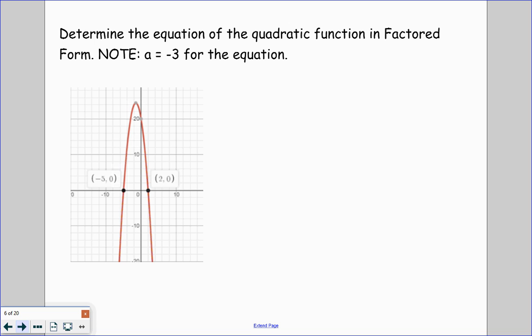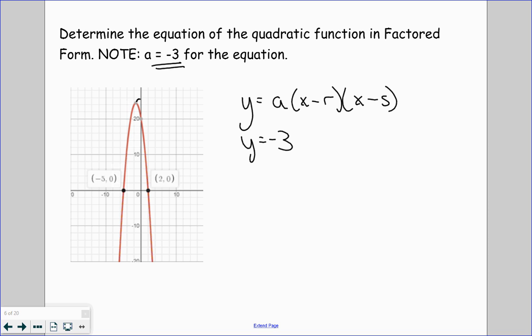Okay, so it says determine the equation of the quadratic function in factored form. Note a equals -3 for the equation. So it's told me. Factored form again, remember, is this. By the way, you're given all the formulas. You don't have to have them memorized, you just have to know how to work them. So I'm just telling you what a is. Notice it's -3, and it's negative because we went 1 over and we went down 3.